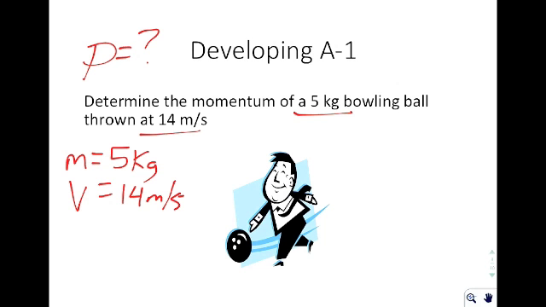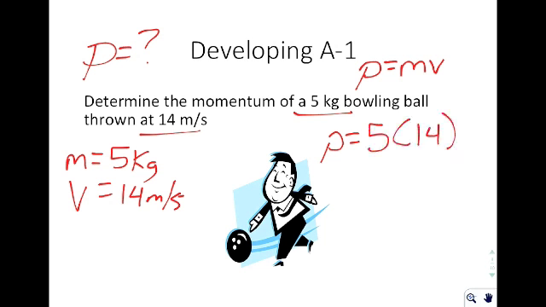The next step that I have is I write my equation. The equation that I have is momentum is equal to mass times velocity. Take these values, multiply them together, you get 5 times 14. Multiply those out, you get 70 kilogram meters per second.